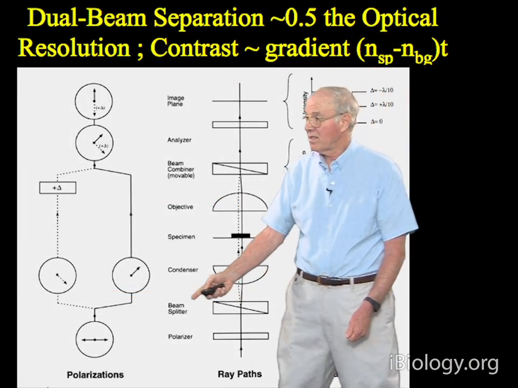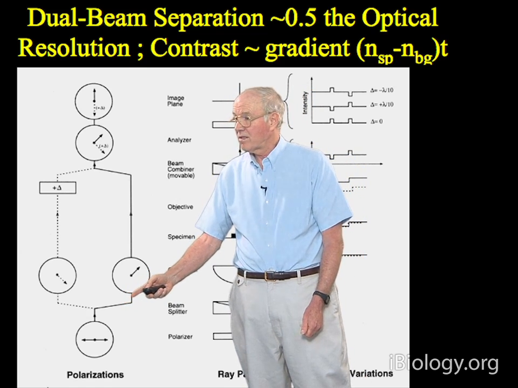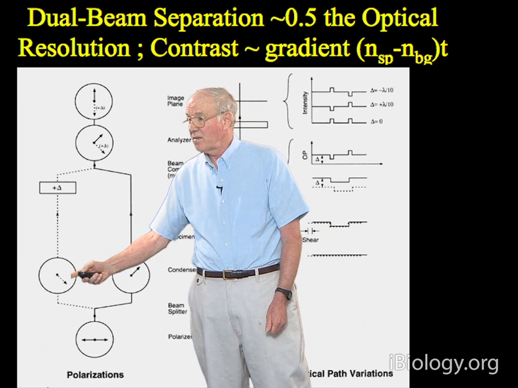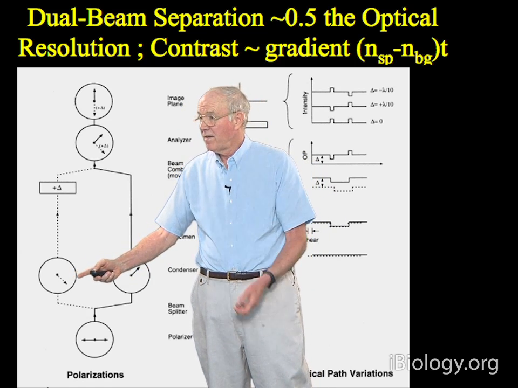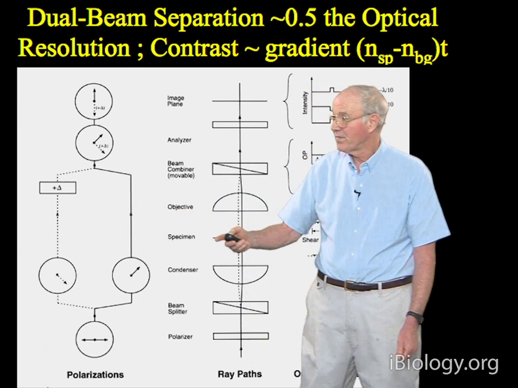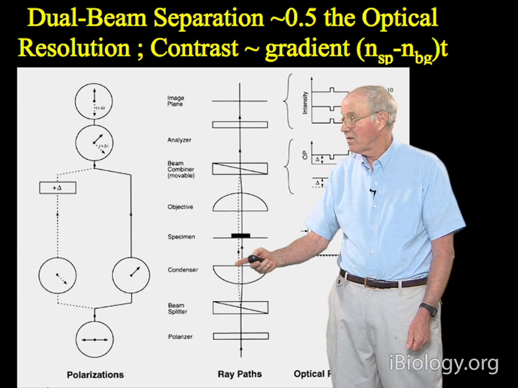So the lower DIC prism splits the incoming polarized light beam into two equal amplitude orthogonally polarized light beams that can't interfere with each other. And these pass up through the condenser and then through the specimen. And one beam coming through the middle of the lower prism is shown here.